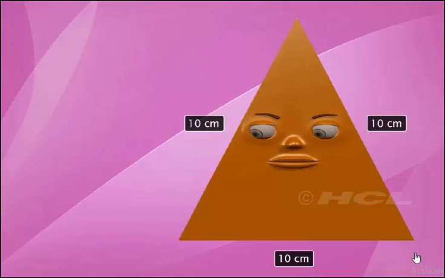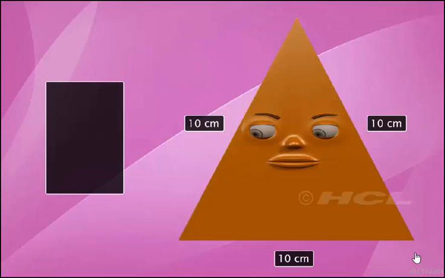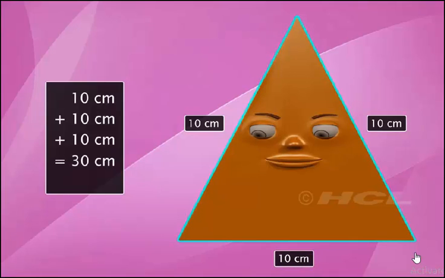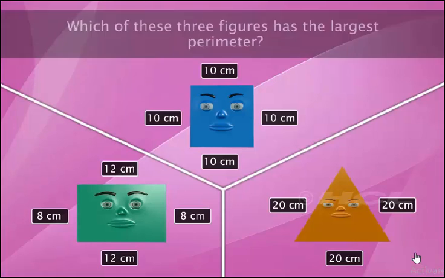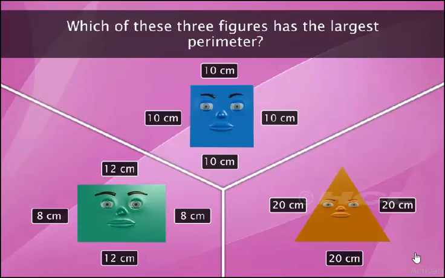The triangle now knows that to find its perimeter, it will have to add up the length of its 3 sides. The perimeter of this triangle is 10 centimeters plus 10 centimeters plus 10 centimeters, which makes 30 centimeters. Which of these 3 figures has the largest perimeter?